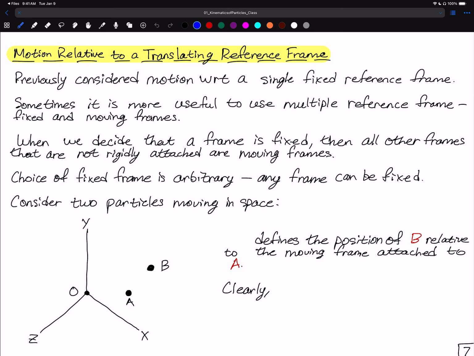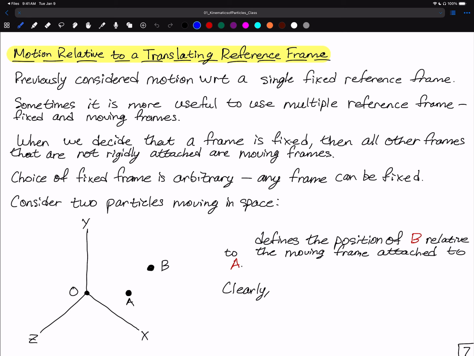One example where this could be the case is the cart that is moving horizontally with a pendulum that is rotating connected to it. That's a case where you could use a fixed reference frame on ground, and then where the pendulum connects to the cart, you could attach a rotating reference frame there. So when we decide that a reference frame is fixed, then all other reference frames that are not rigidly attached to that frame are moving as a result of that. Once we fix a particular reference frame, all other ones are therefore moving as a consequence.